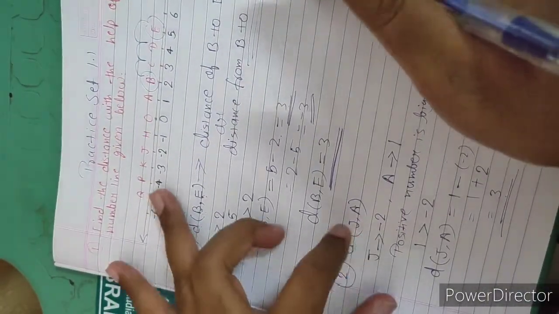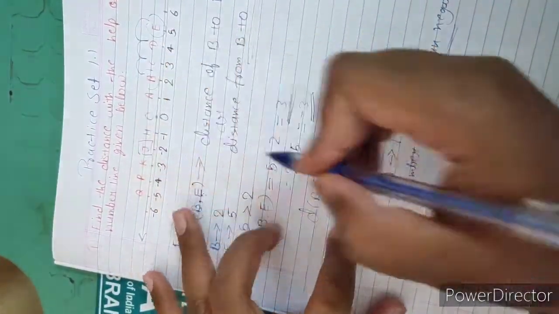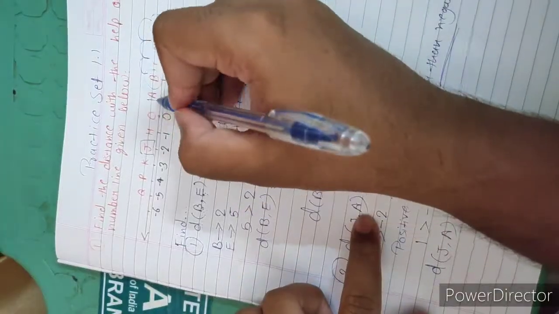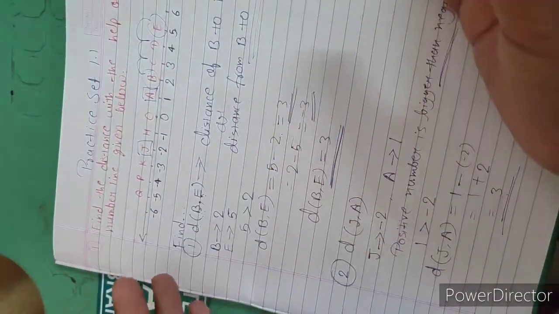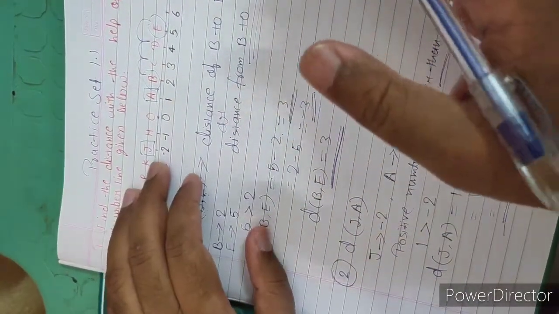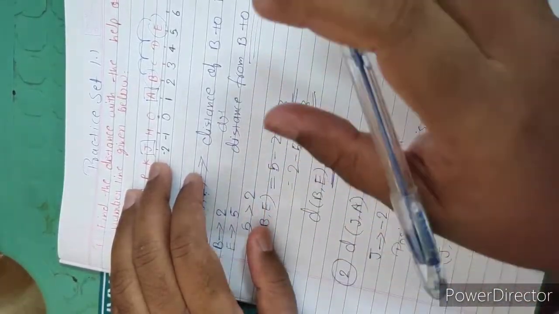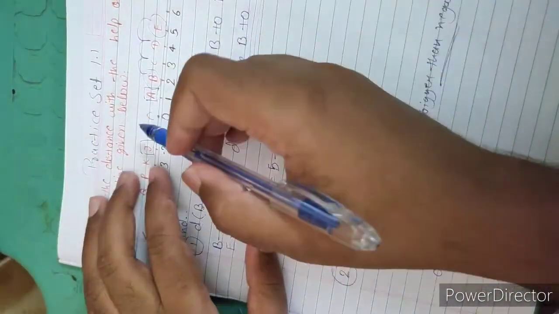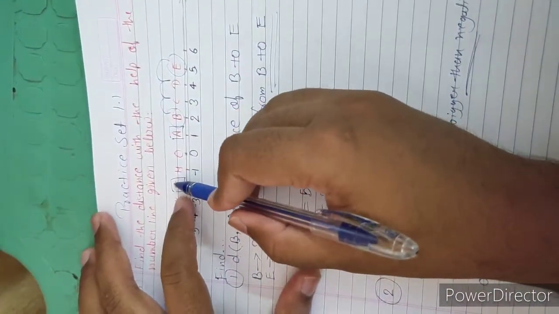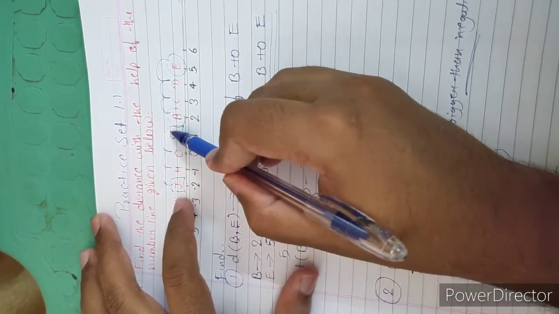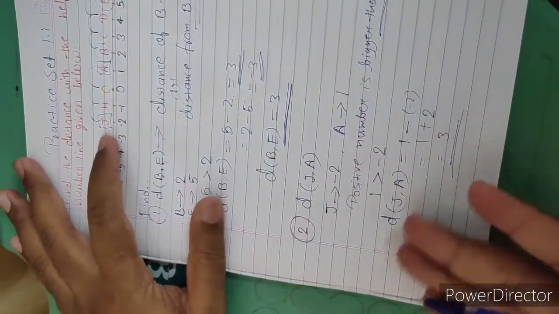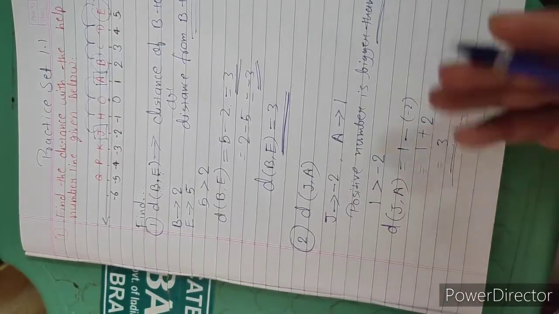If you want to recheck, then go on the number line. What is there? First one is J and the second one is A. I already taught you that for finding the distance between two numbers on the number line, we have to trace. Then trace it: 1, 2, 3. That is what we got in the answer by applying the formula.